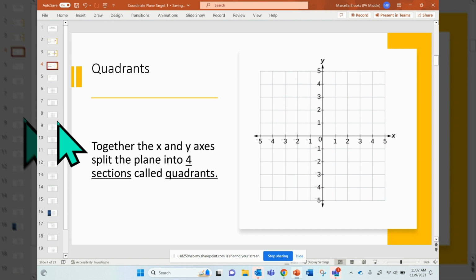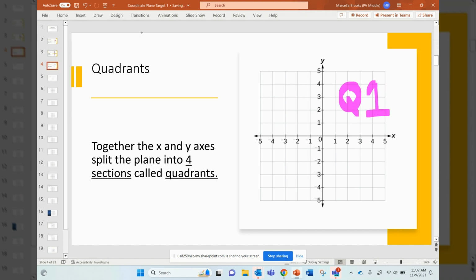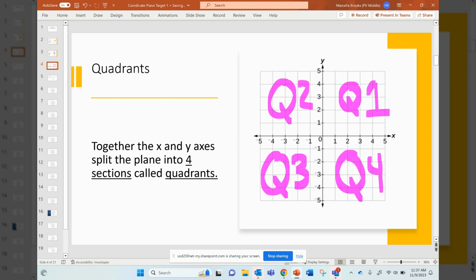All right, quadrants. Together, the y and the x axes split the plane into 4 sections called quadrants. So we have 4 quadrants. This is quadrant 1. This is quadrant 2. This is quadrant 3, and this is quadrant 4. So it moves counterclockwise. We start here and we go this way. Quadrant 1 is top right, quadrant 2 is top left, 3 is bottom left, and 4 is bottom right.